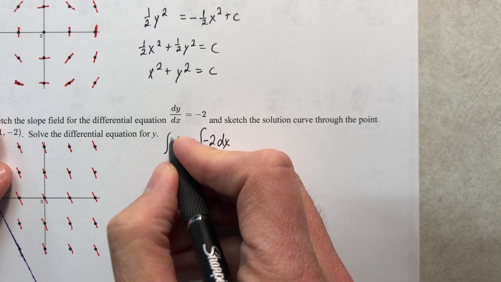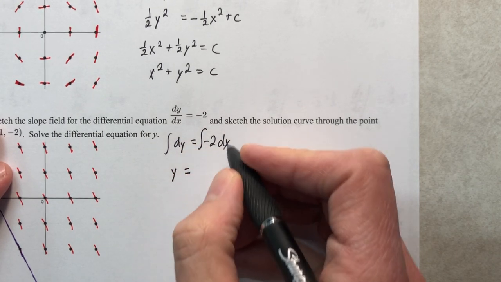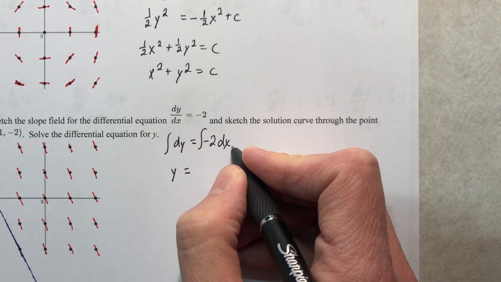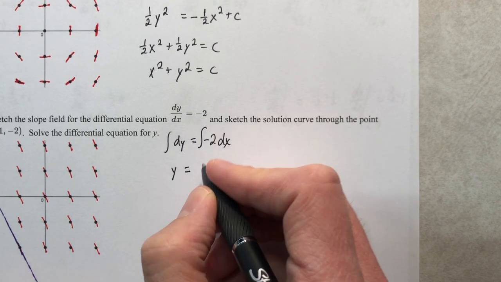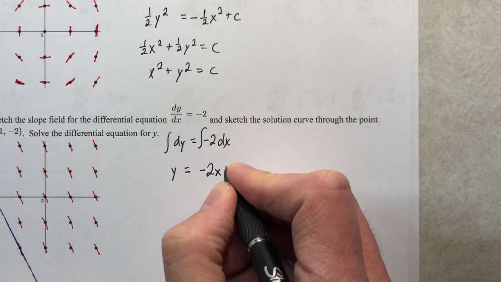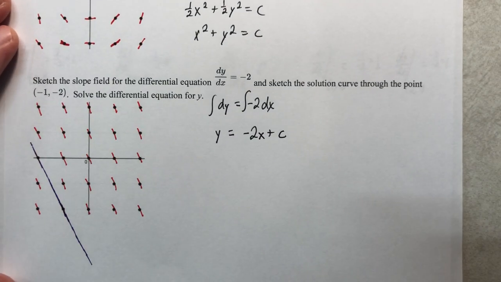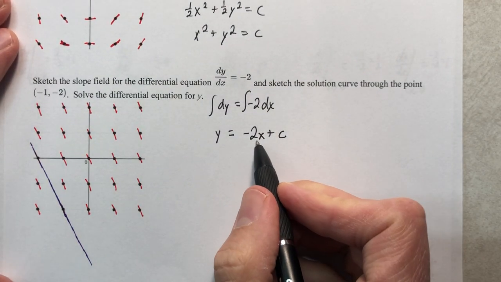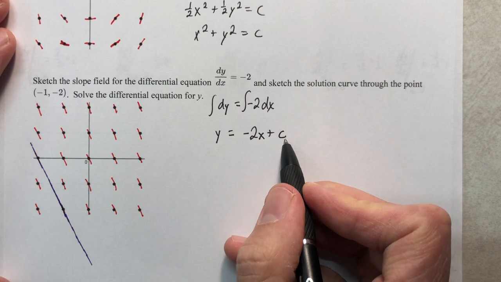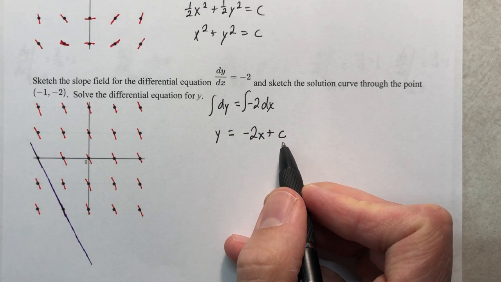The integral of 1 dy is y. The integral of negative 2 with respect to x is negative 2x, and then plus c. That is a line with a slope of negative 2 and a y-intercept that could be anything.